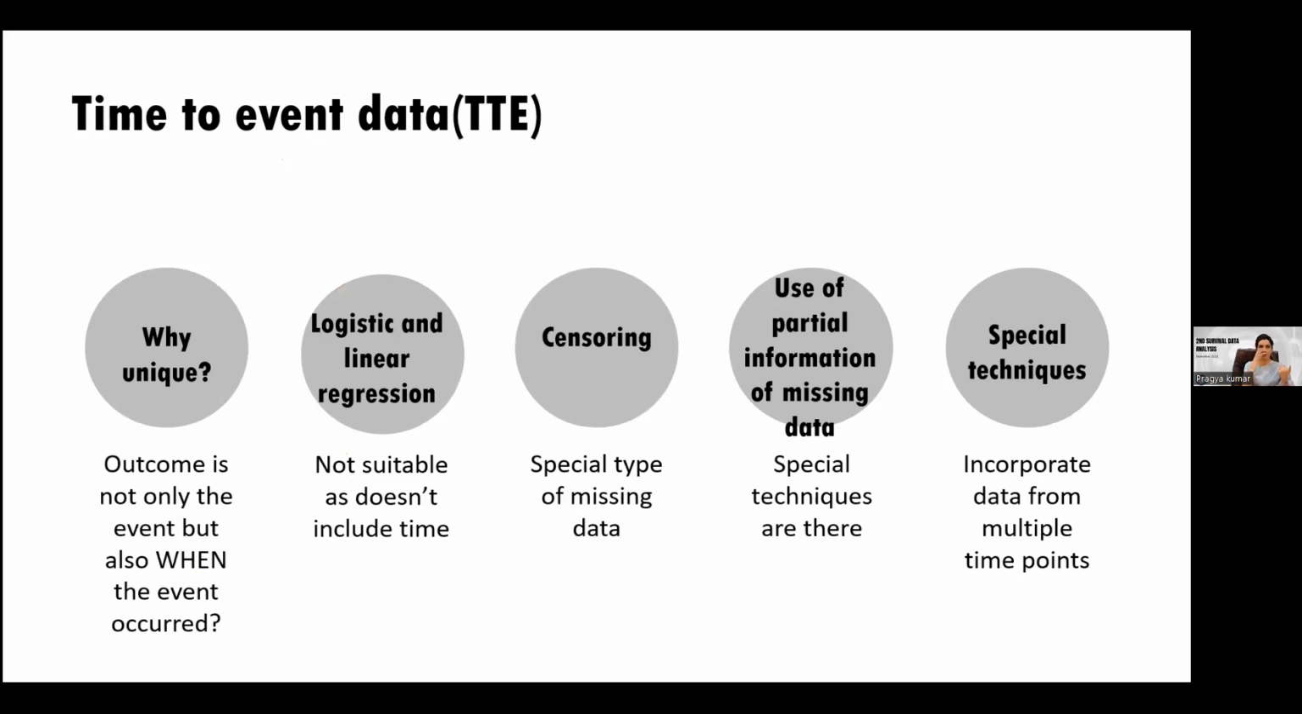So this time to event data, again, we have seen that it is unique because you are taking two variables. One variable is the time of follow-up and the other variable is the outcome. In case of a classical logistic or linear regression, you only take whether the event has happened or not. But in this case, you need to enter two variables. First is the follow-up time and the second is whether that event happened or not.